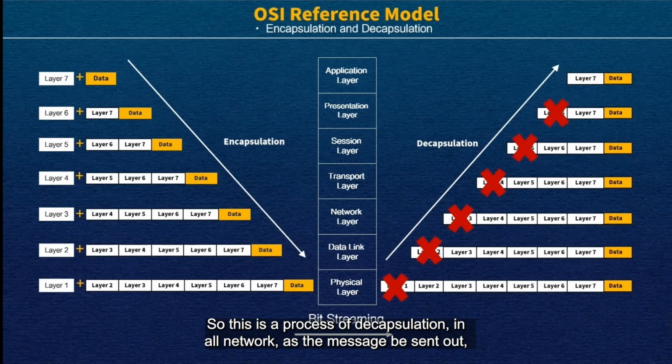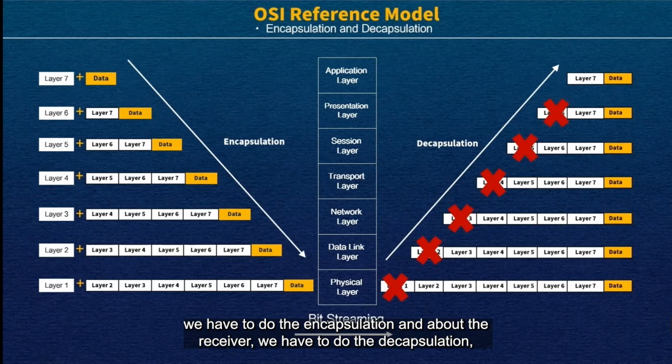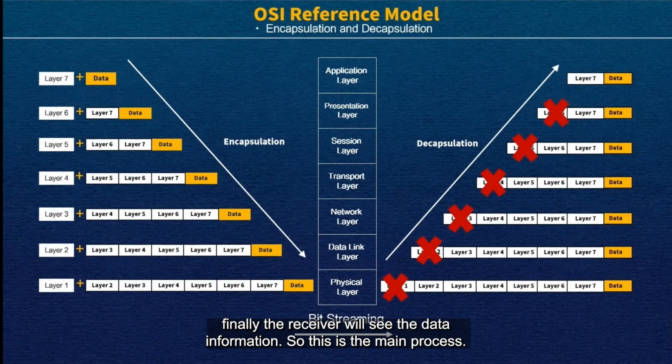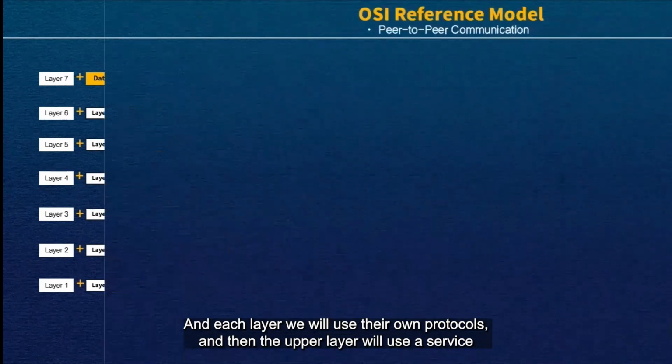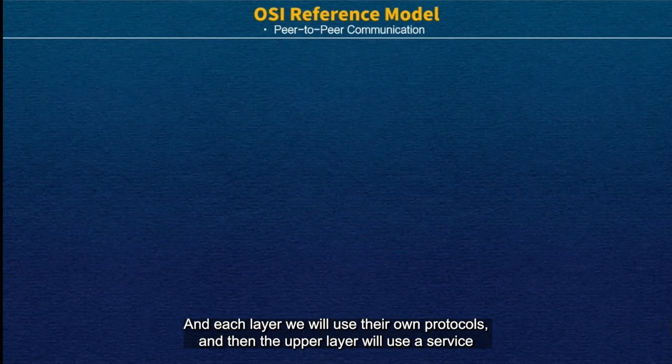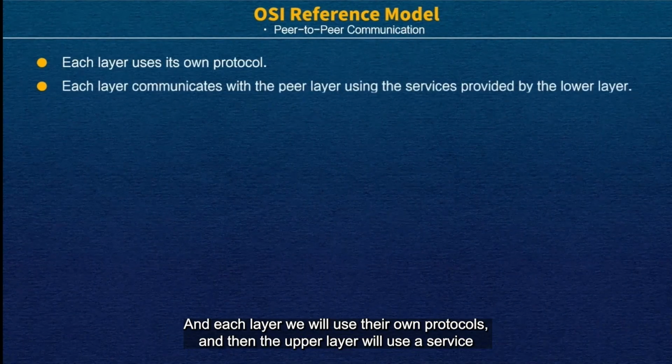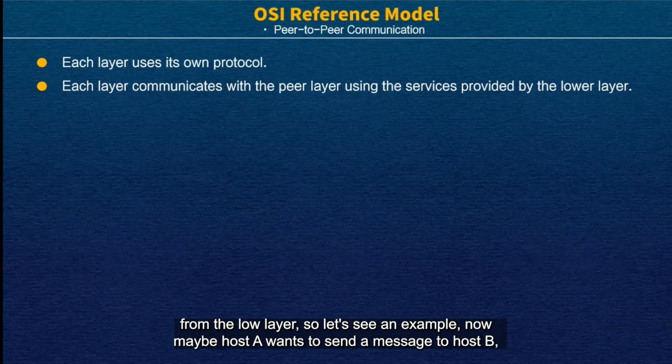In the network, for all the messages we send out, we have to do the encapsulation, and about the receiver, we have to do the de-encapsulation. Finally, the receiver will see the data information. So this is the main process. And each layer will use its own protocol. And then the upper layer will use the service from the lower layer. So let's take an example.